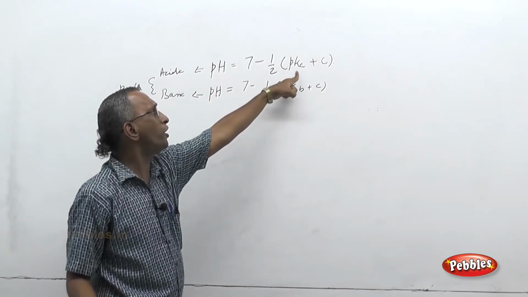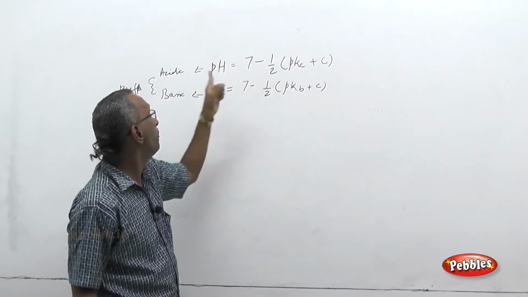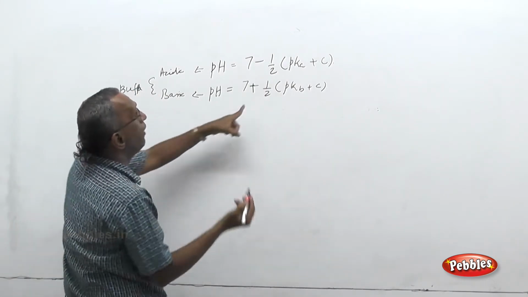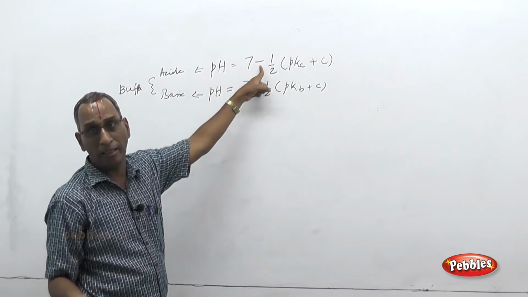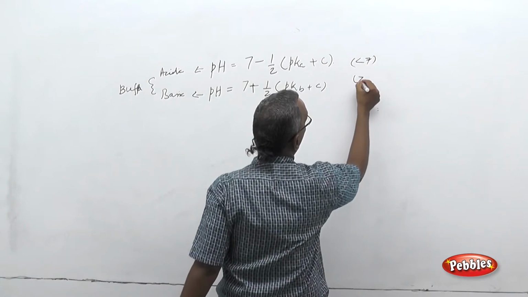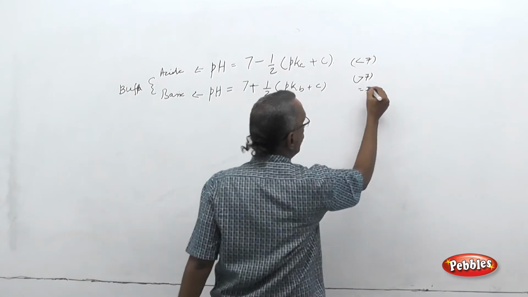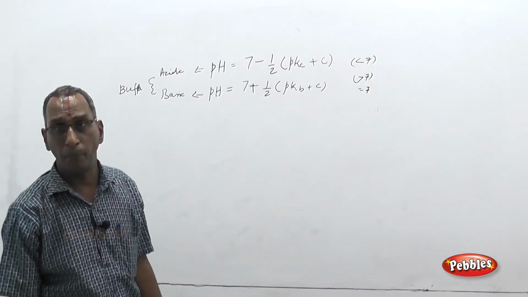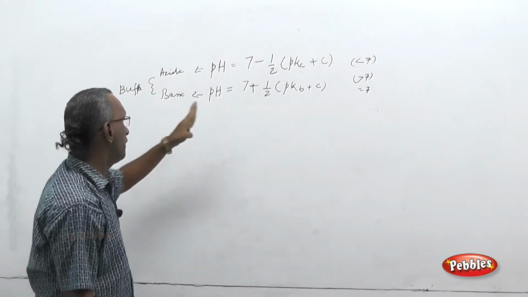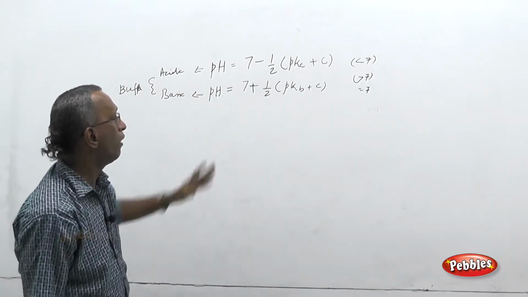Ka is the dissociation constant of the acid. Kb is the dissociation constant of the base. So we know that here it has to be noted: acidic pH is less than 7, basic pH is greater than 7, neutral pH is equal to 7. That is to be noted. Solutions are divided into 3 types based on pH. So these expressions enable the determination of the pH of a buffer, whether it is an acidic buffer or a basic buffer.